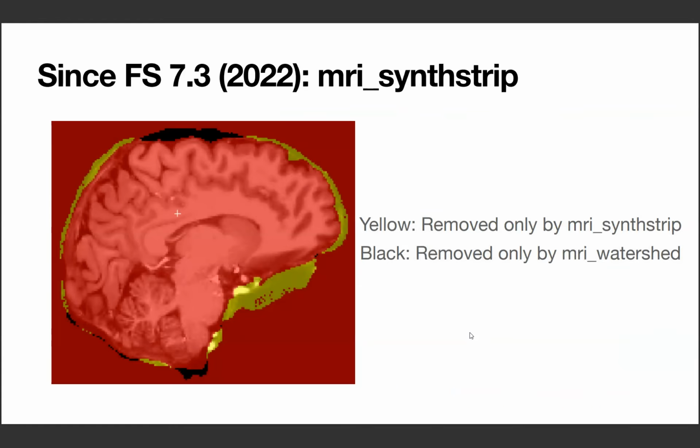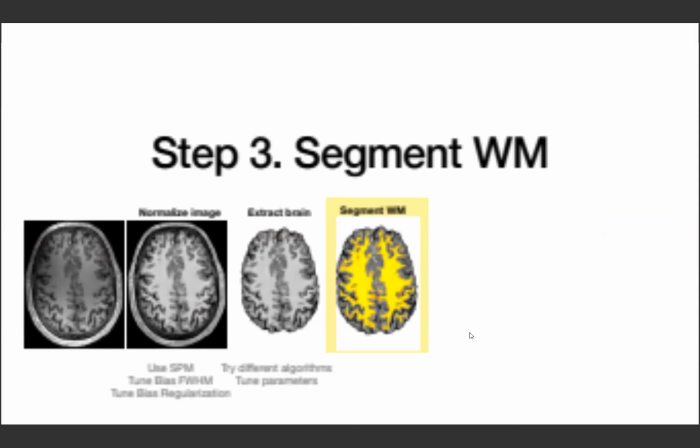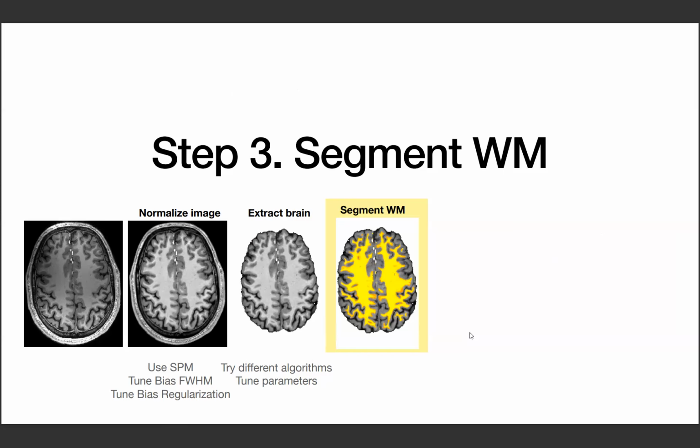FreeSurfer is moving to AI methods to do this, and they work very well. So maybe this is not something that we should worry about anymore. But it's good to know that all of these parameters can be tuned and modified. And if you see that that's failing, maybe you can intervene early, and then the rest of the pipeline goes on smoothly. Next step is segmenting the white matter.